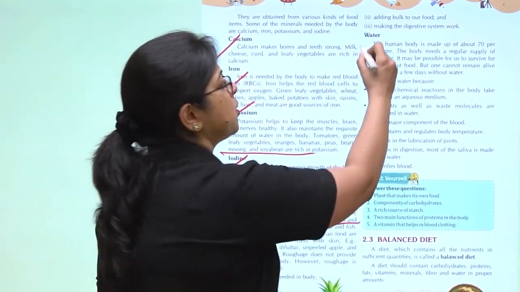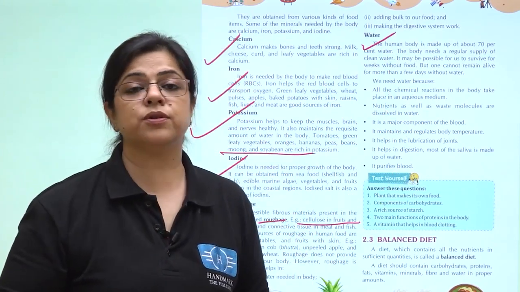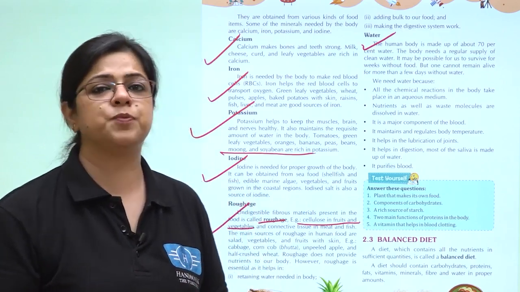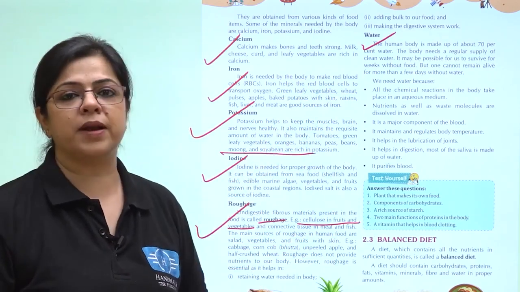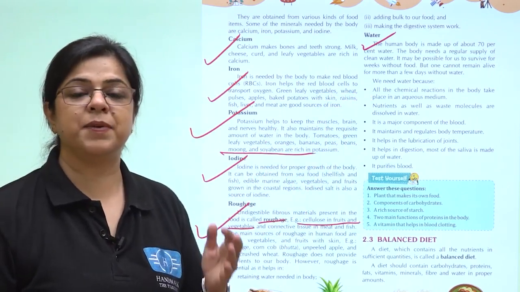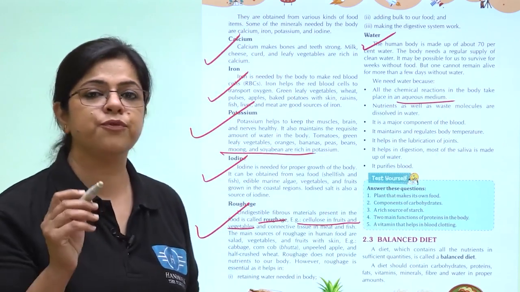The next main important nutrient is water. As we all know, it is very important to have 8 to 10 glasses of water every day. Now, what are the reasons behind it? Let us learn them one by one. Number one, all the chemical reactions in the body take place in an aqueous medium. Aqueous medium means in the presence of water.